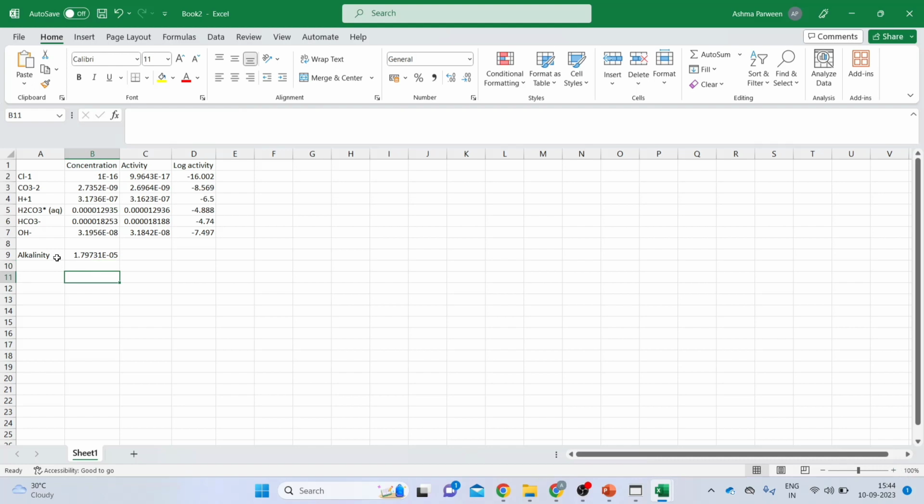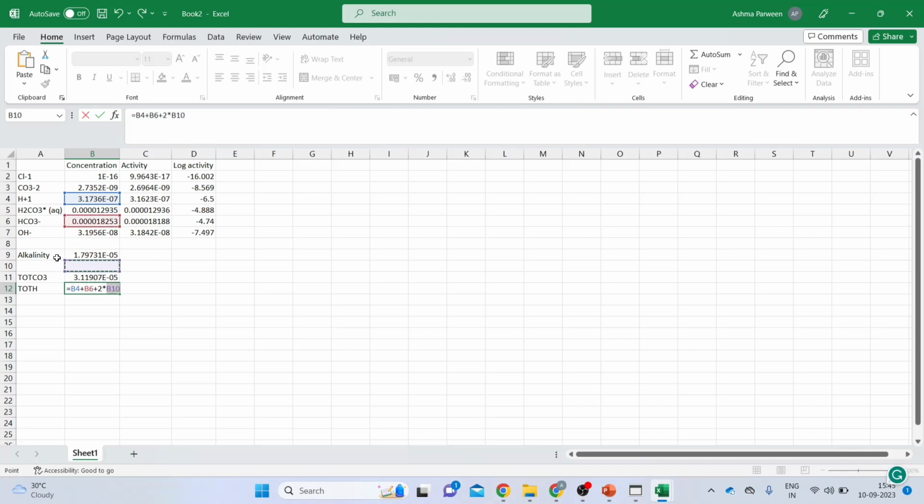Also, let us find out the total CO3 concentration. So total CO3 concentration will be H2CO3 plus bicarbonate plus carbonate. So this is our total carbonate concentration. Let's find out the total H concentration. That will be equal to [H+] plus [HCO3-] plus 2 times [H2CO3], and also minus [OH-]. So this will be the overall total H concentration.